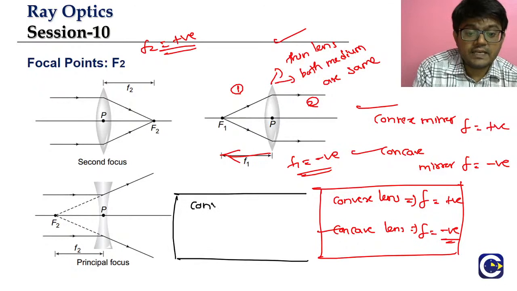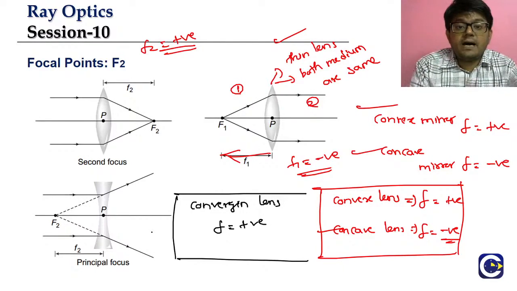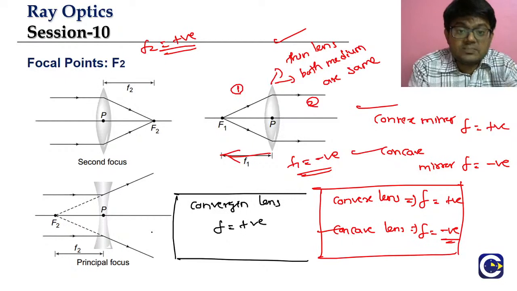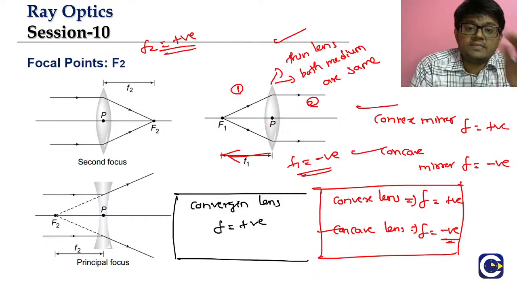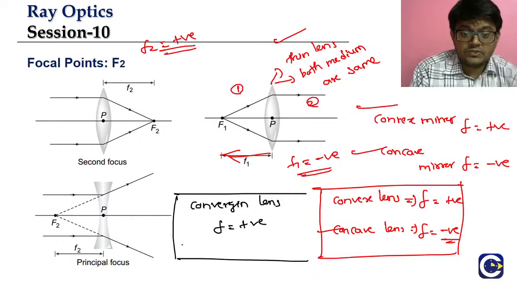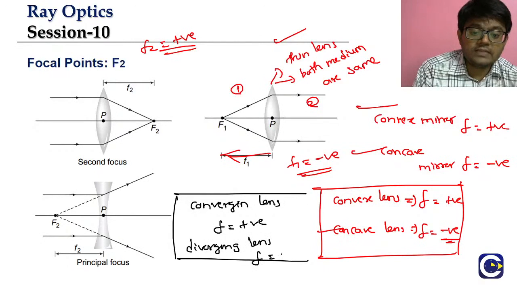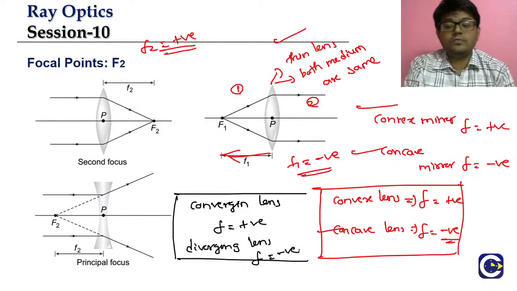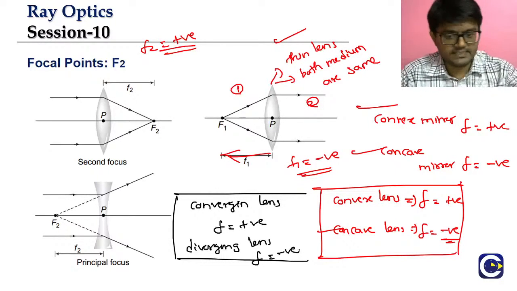For the converging lens, focal length will be positive. Similarly, when we pass a parallel beam of rays, a diverging lens will diverge them. So we'll see that light rays are diverging from a point on the left side. Which means for a diverging lens, the focal length will be negative. So this is how we'll understand the difference between a converging lens and a diverging lens. Okay.